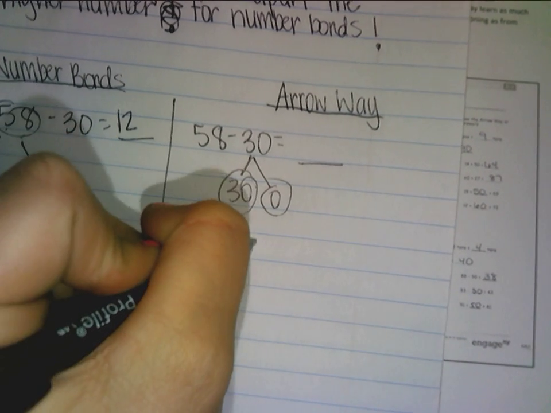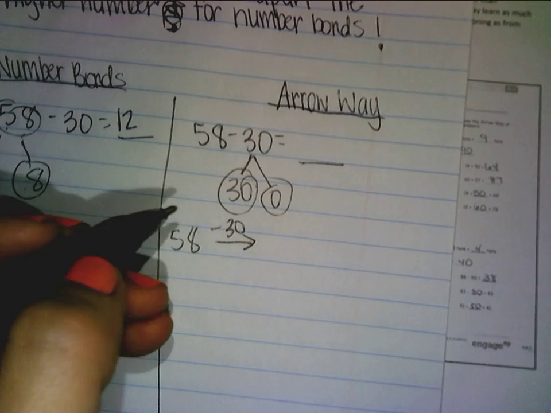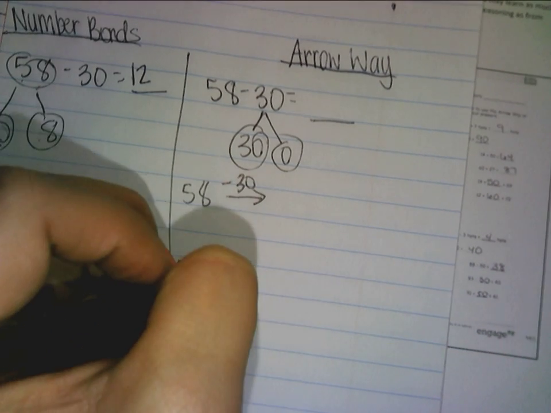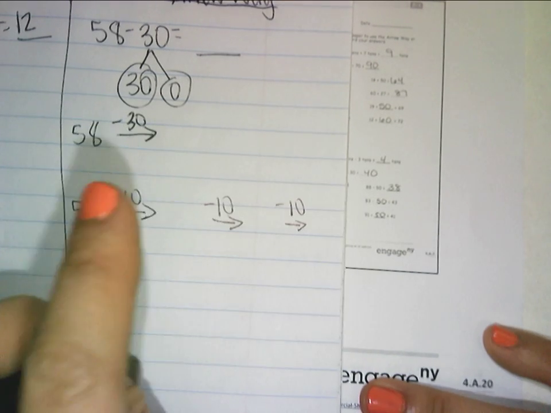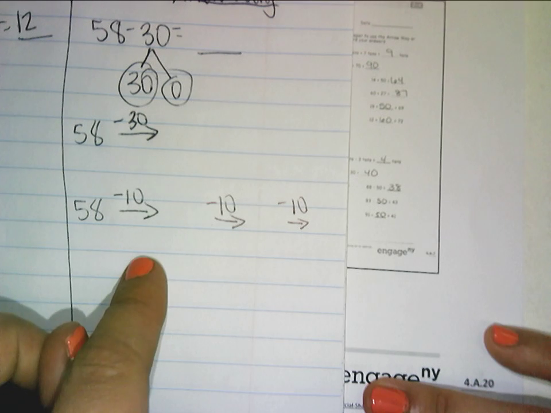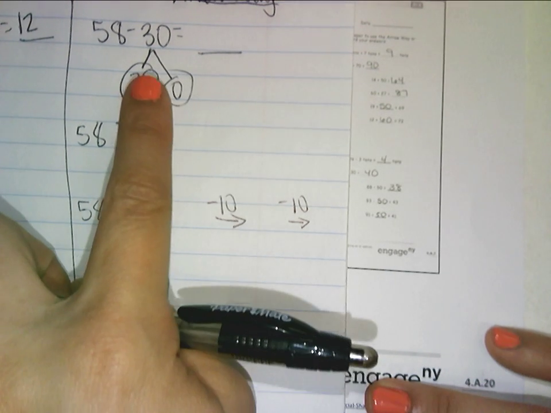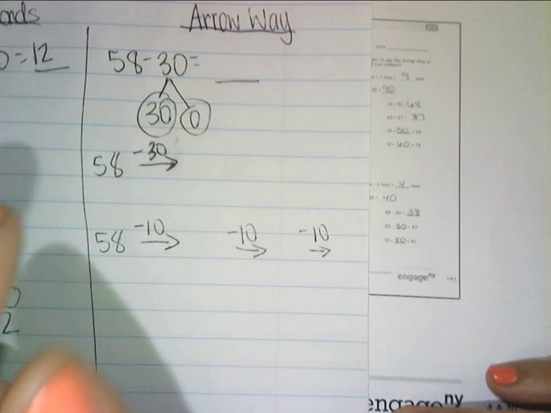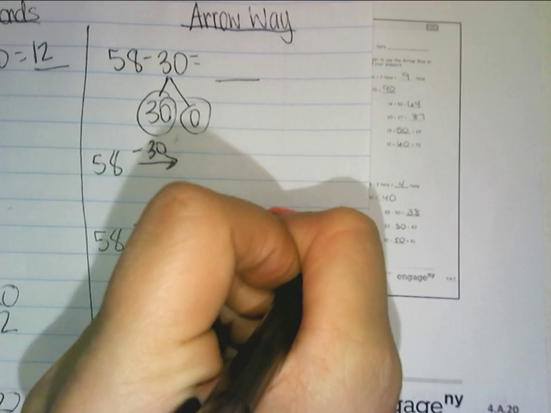You could either just take away 3 groups of 10 automatically, minus 30, or like I did before, go by 10s. And you have 3 10s. So you're going to do 3 arrows with minus 10, 10, 20, 30. That's what that 30 up there means. So you're going to do 58 minus 10, which is 48, 38, 28.